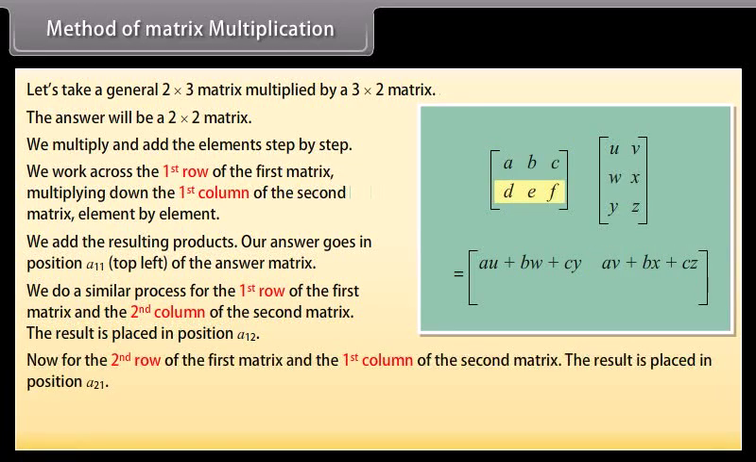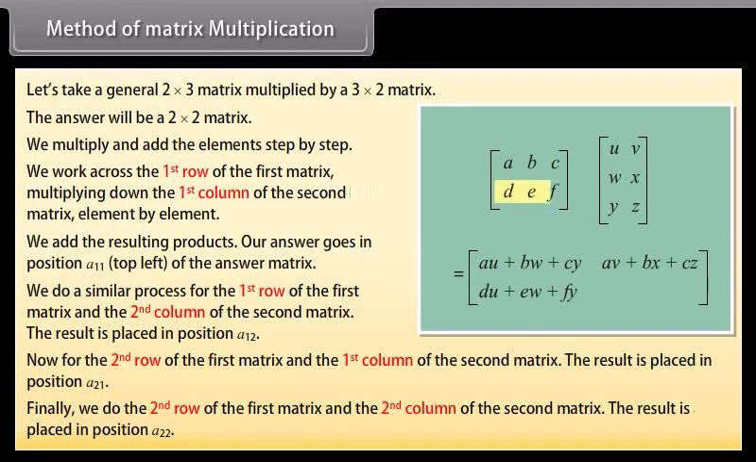Now, for the second row of the first matrix and the first column of the second matrix, the result is placed in position A21. Finally, we do the second row of the first matrix and the second column of the second matrix. The result is placed in position A22.